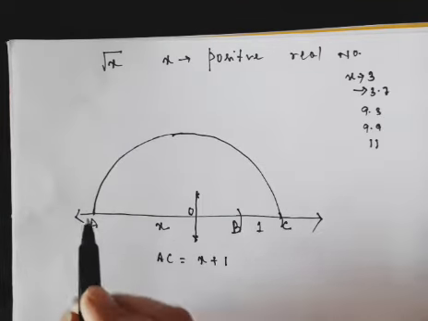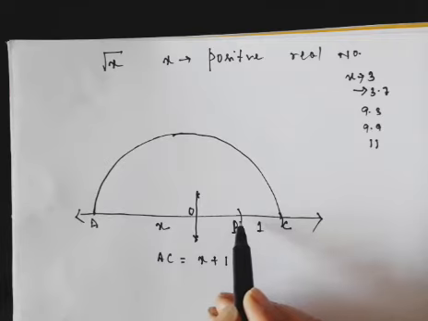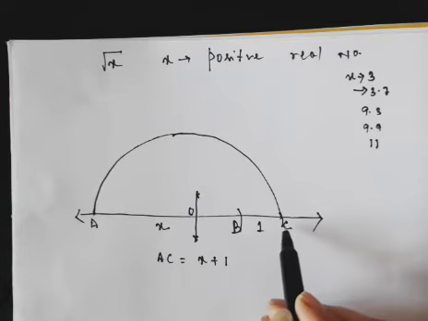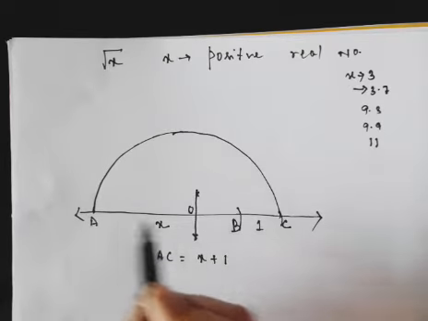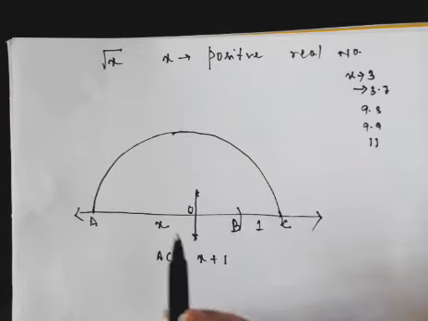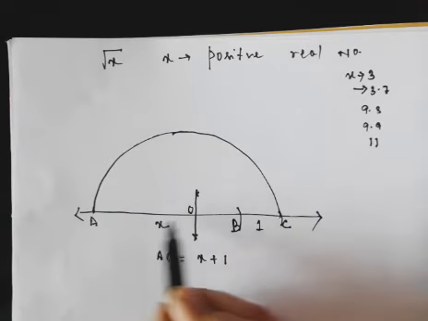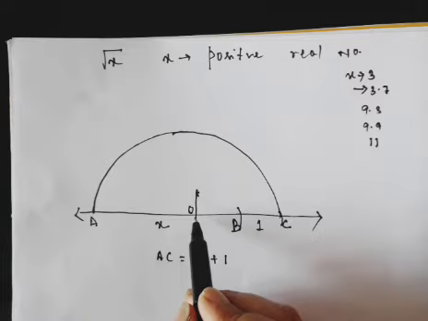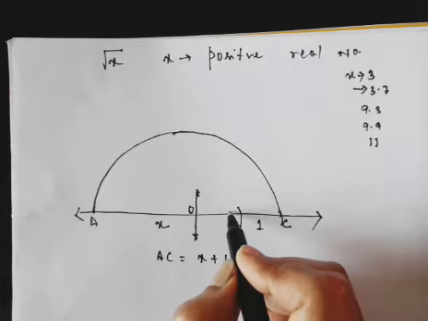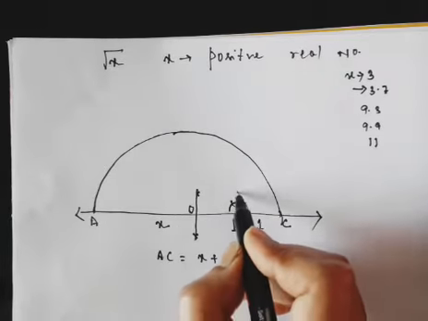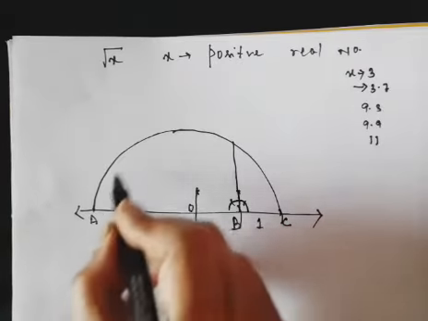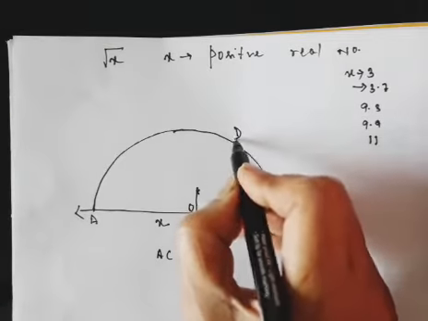So what we did: first AB, x unit length we have taken, then B to C, 1 unit length we have taken. Altogether AC is of x plus 1 unit length. The next step is we have drawn a perpendicular bisector to AC to find the midpoint. Next step, at point B, again you construct 90 degrees with your rounder.